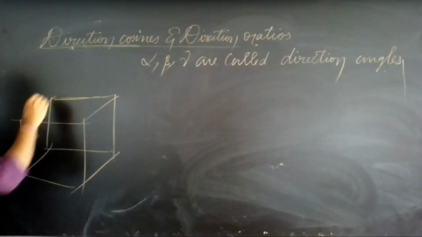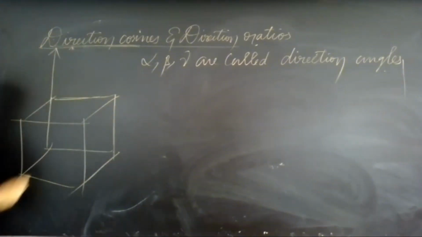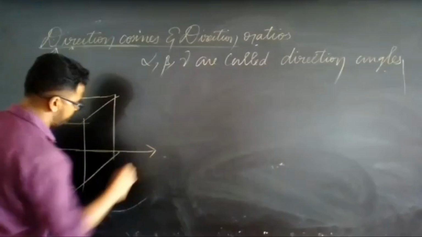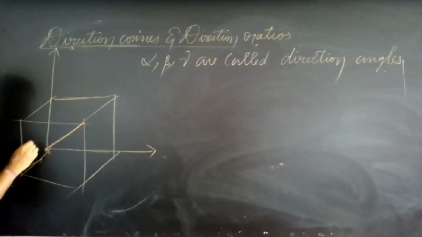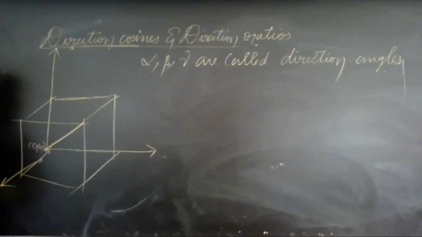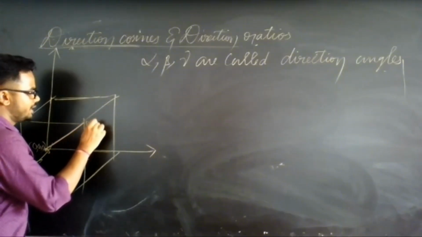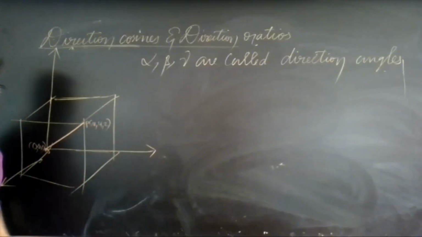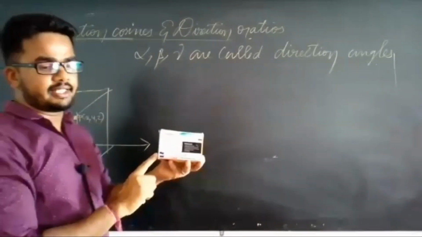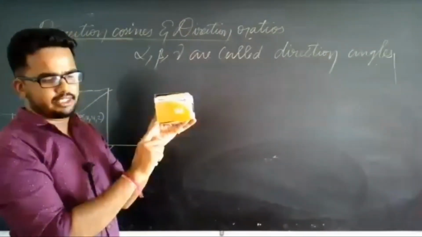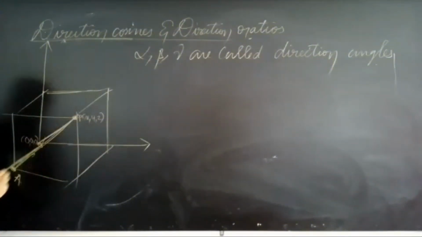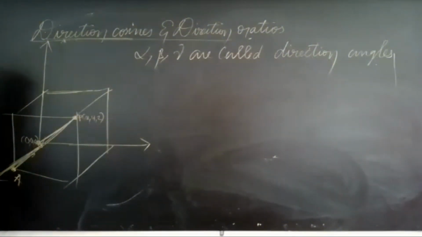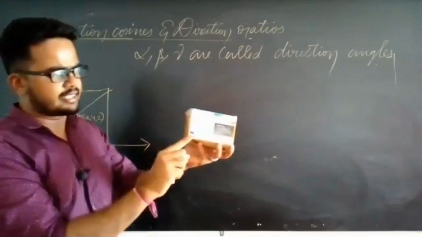Okay, this is an axis. This is also an axis. This is also an axis. Now, this is a position vector. Which one? This, 0, 0, 0, is the origin. This is P of x, y, z, the position vector. Once again, I'll tell you. See, this is the origin. This is the x axis.